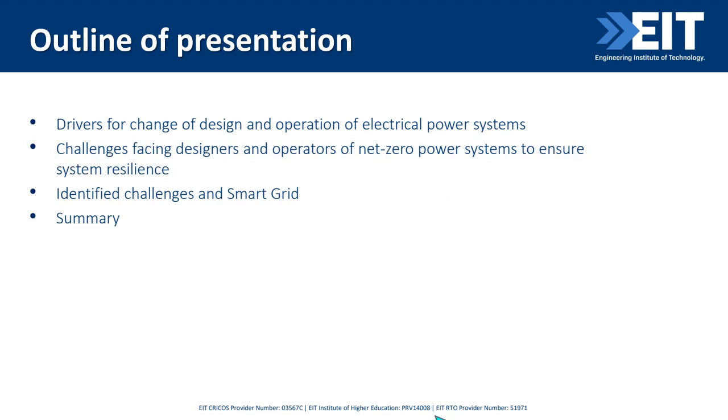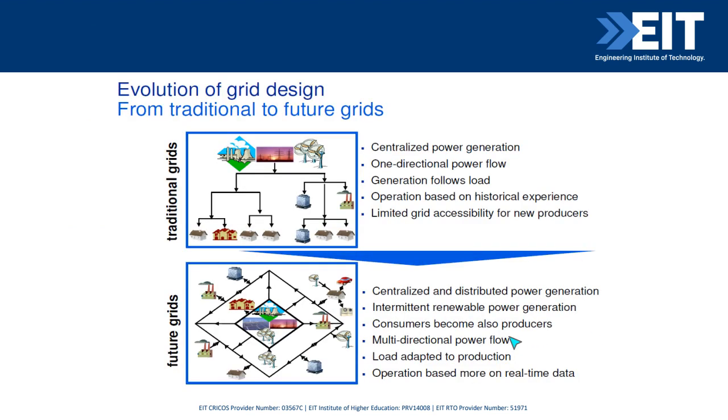Now I go to the third thing that I've identified. That is the challenge and the smart grid. Let us see that. This is how the grid is today. This is the traditional grid. Look at the power flow. It's centralized. One direction only. Look, from here it is going down. Generation is following the load. Depending on the load, that's how the generation is. So there is a limited grid accessibility for any new products.